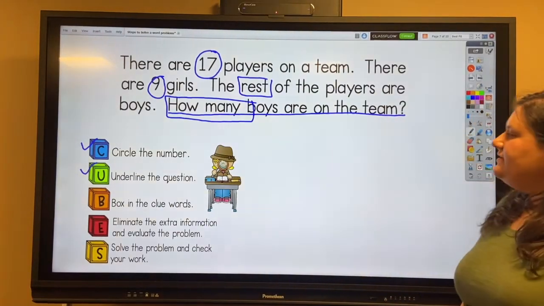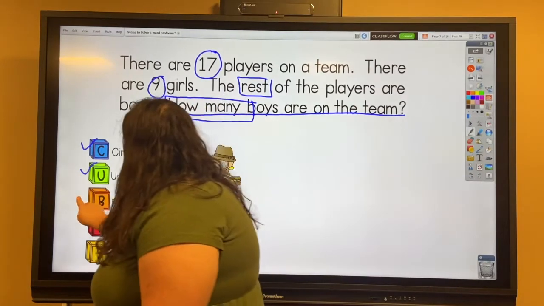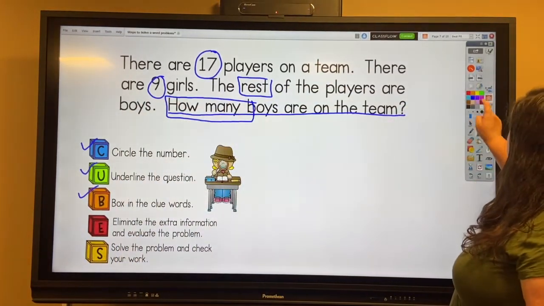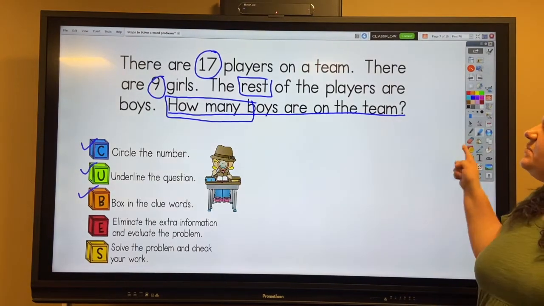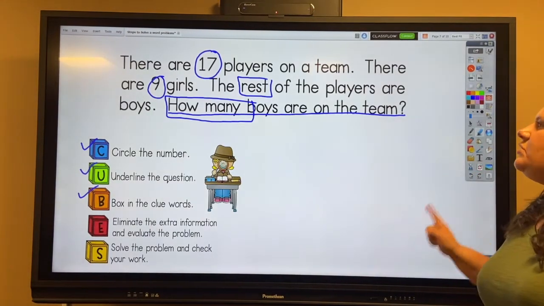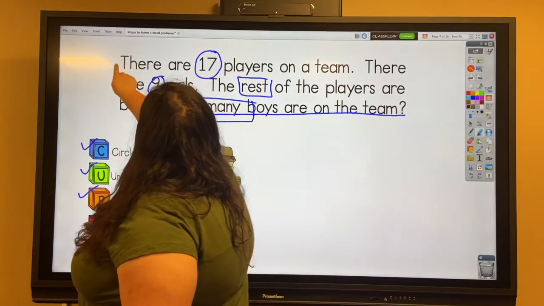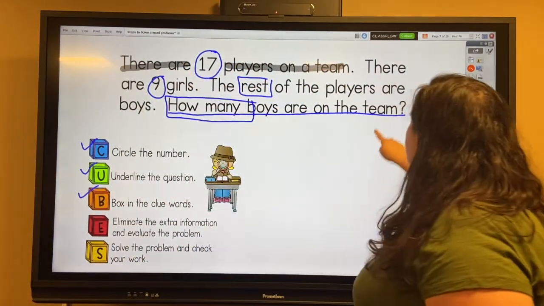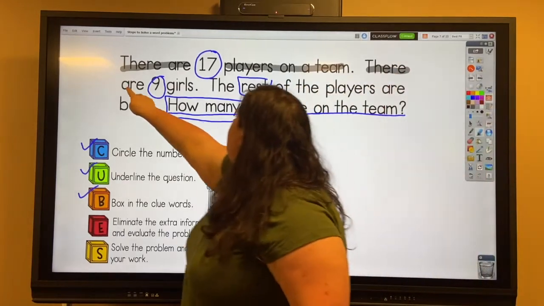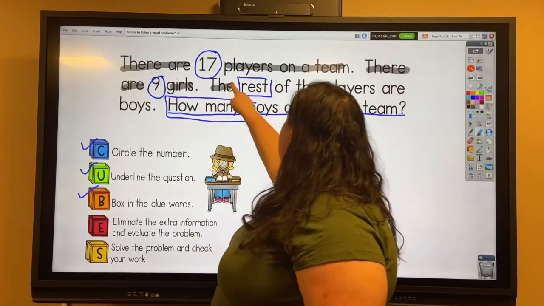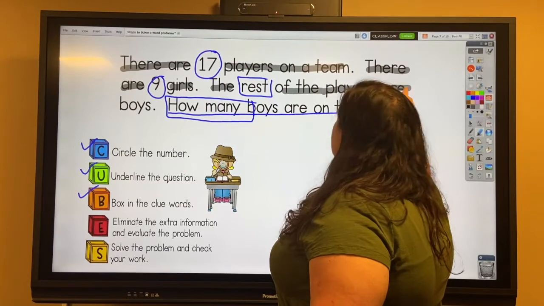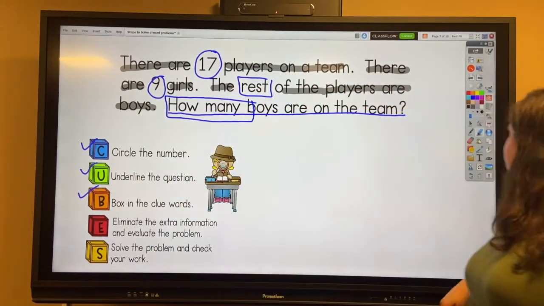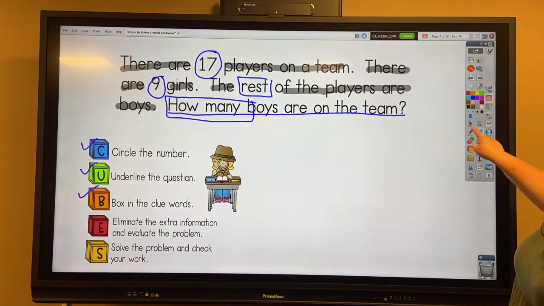All right, so I did B. Now I need to do E. So I'm gonna take my black marker and I'm gonna cross out whatever is not circled, boxed in, or underlined. So there are players on a team. There are girls, let's see, boys.